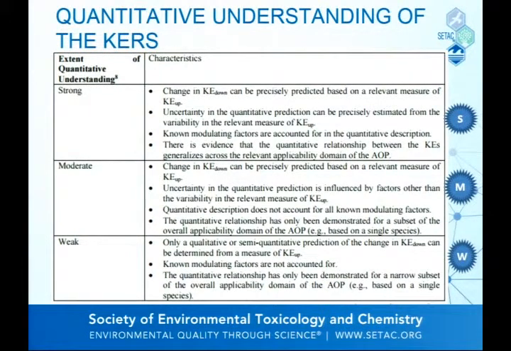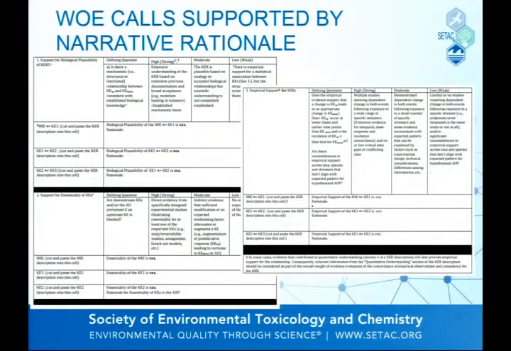This is just a table that you'll find in the user's handbook that takes these different factors related to quantitative understanding into account, and as you address each of those, the precision, the degree to which you can account for modulating factors, and the generalizability of that relationship, if you address each of those in the context of strong, moderate, weak, it'll help guide you as to what call you should make relative to the quantitative support.